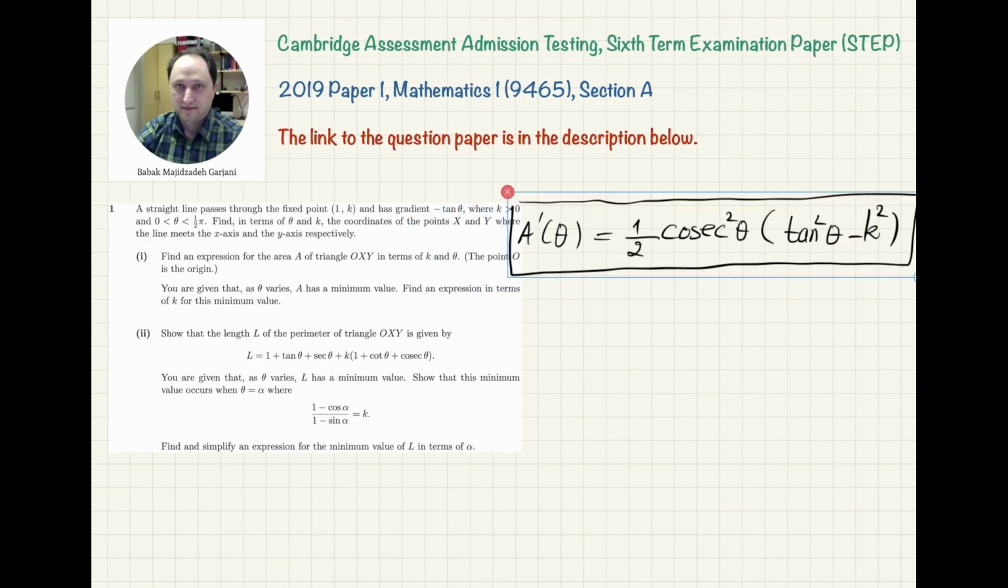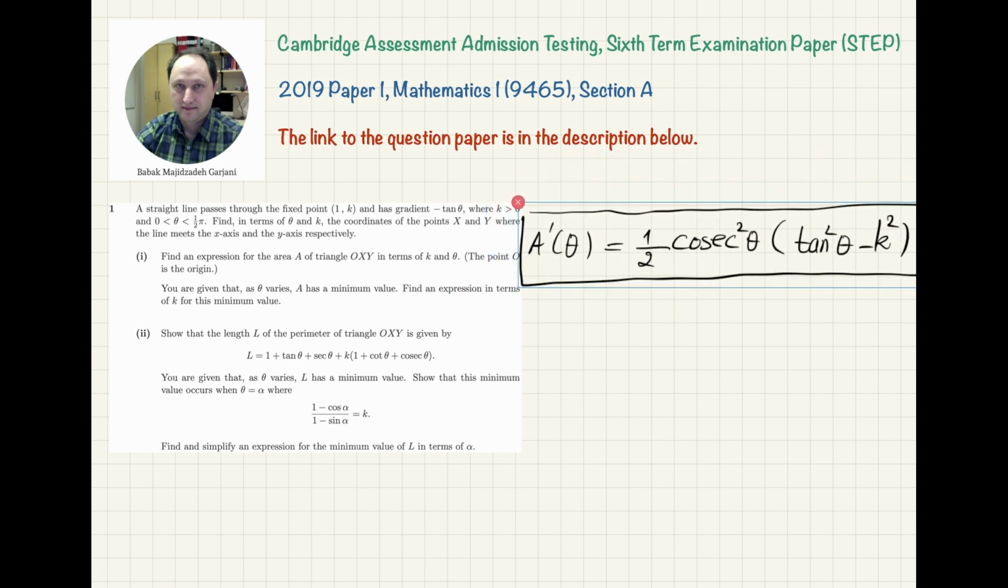Okay, so let me put the derivative here in front of our eyes. Okay, so if you want to investigate this a little bit more, do you remember the theta that I got is theta equals tangent inverse of k. This part that I am describing right now is not part of the solution of the problem because here it is guaranteed for you that A has a minimum value, okay? But let me try to convince you that this is indeed an absolute minimizer. This theta is an absolute minimizer.